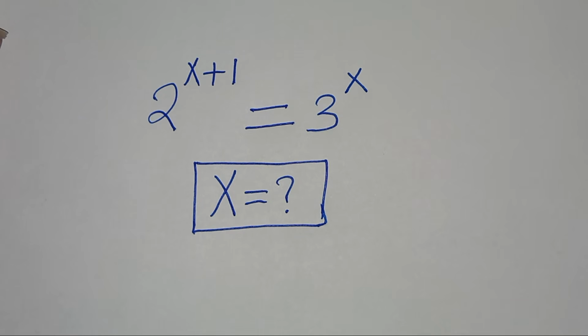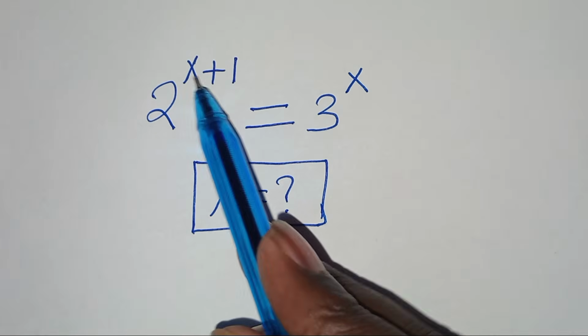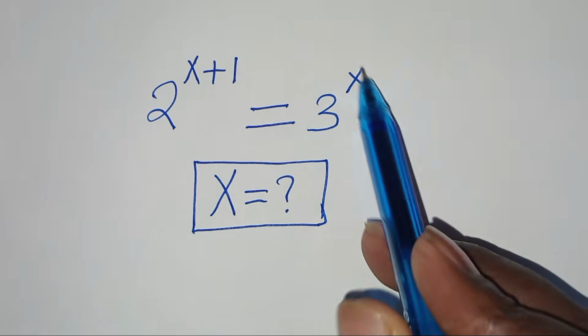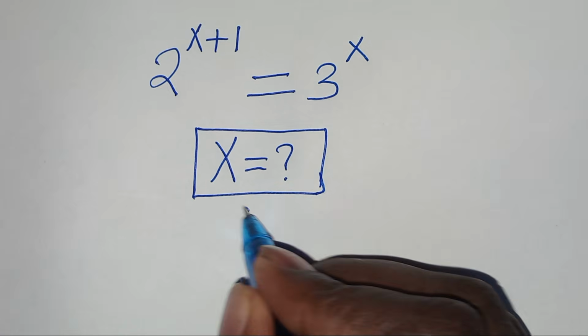Hello everyone, you're welcome to solve this nice exponential equation, which is 2 to the power of x plus 1 equal to 3 to the power of x. So what is the value of x? Now let's provide a solution from here.